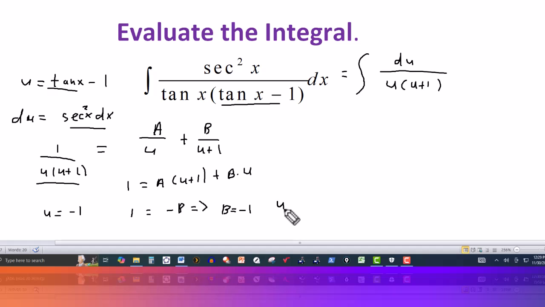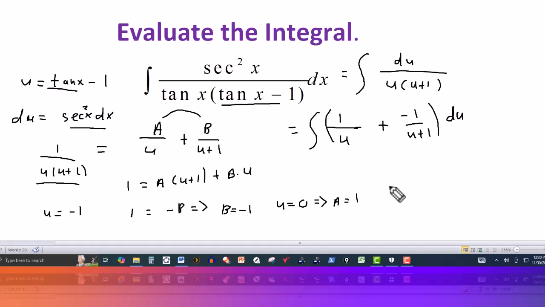Now let's pick u to be 0. If u is equal to 0, that wipes out this part right here. And I've got 0 plus 1 is 1, so I've got 1a, or a equals 1. So if I let u equal 0, then I get a equal to 1. So that implies that I can rewrite the integrand this way. Now I know the constants a and b, so I know a to be 1, so this breaks down into 1 over u, and then plus, b is negative 1, so this will be negative 1 over u plus 1. So that's our partial fraction decomposition.